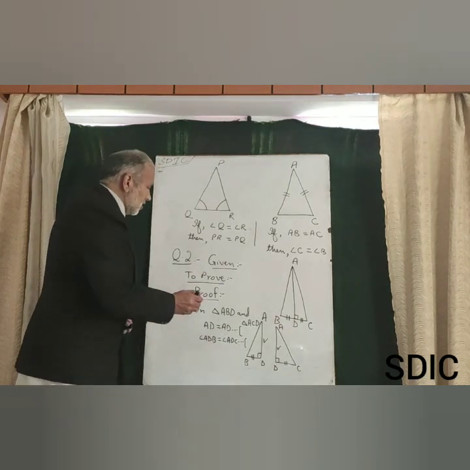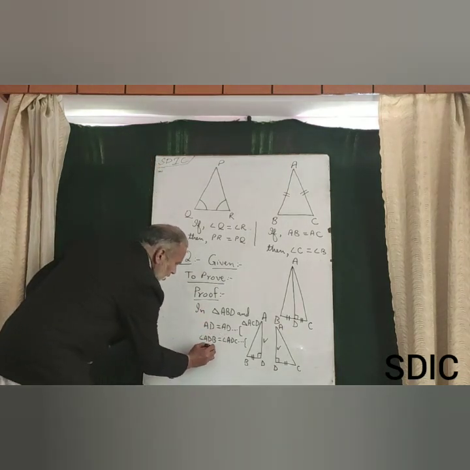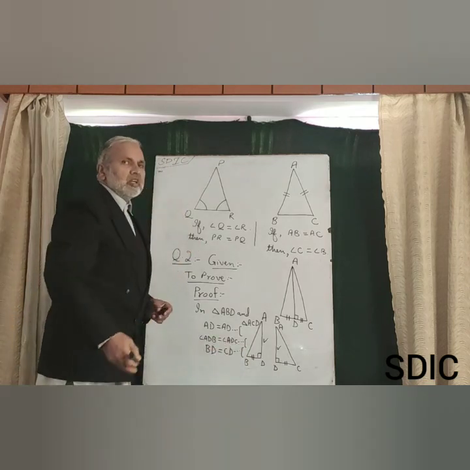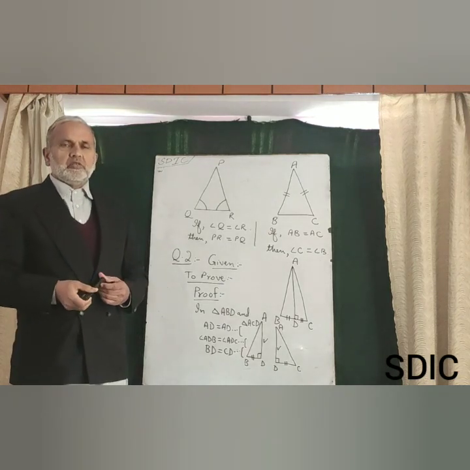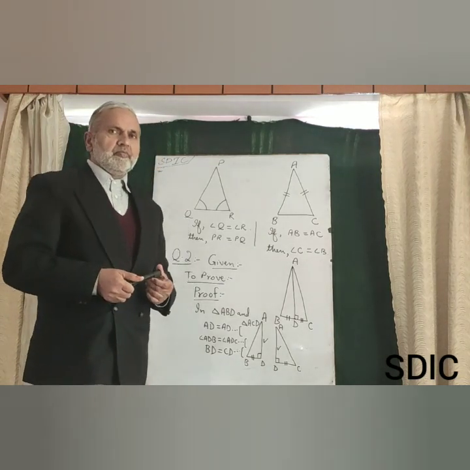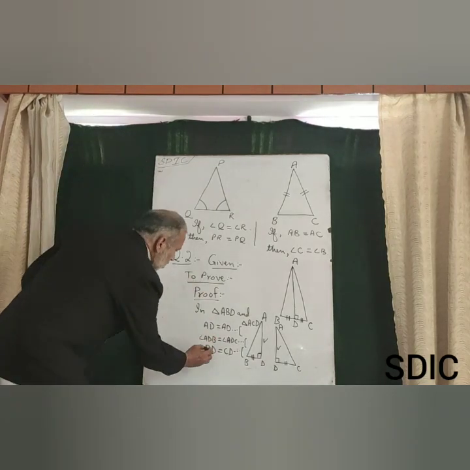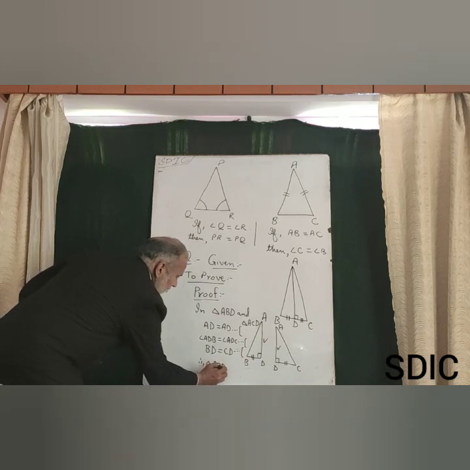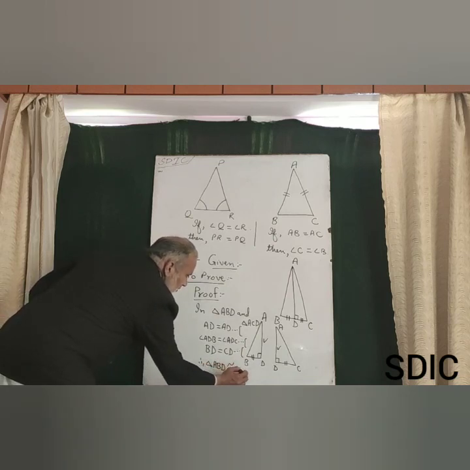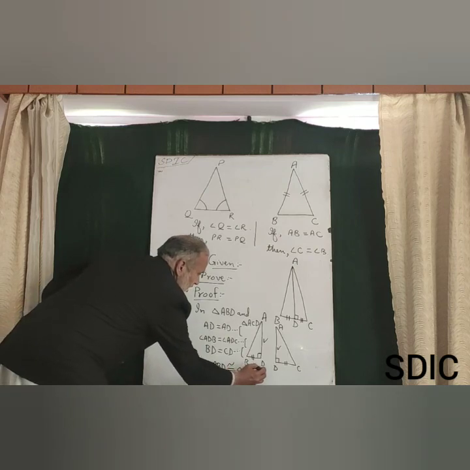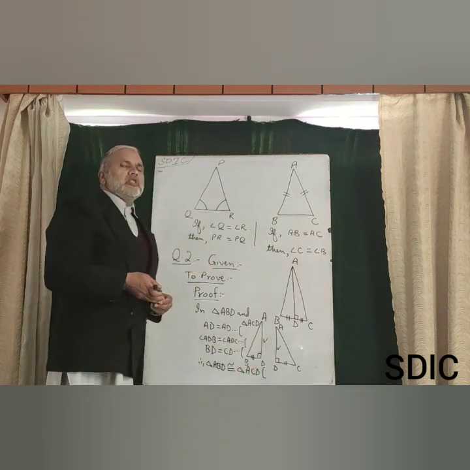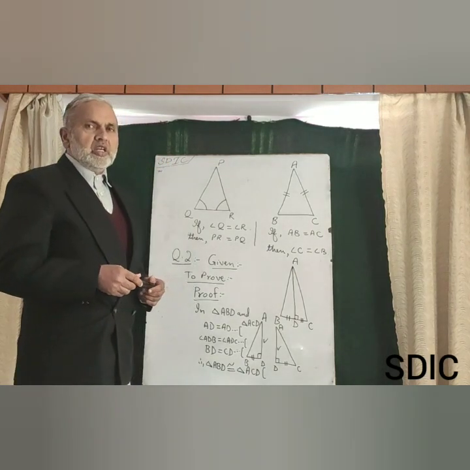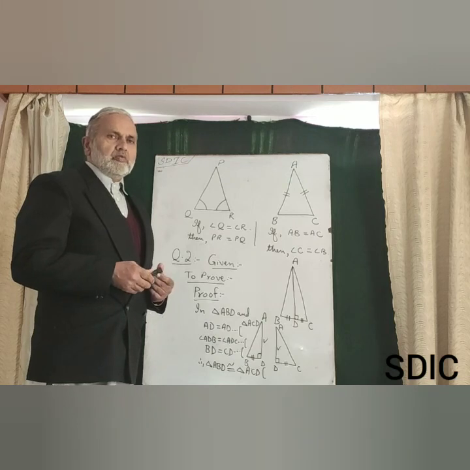And then third point is BD is equal to CD. The reason for this is given. It is given to us: AD bisects BC. We'll conclude, therefore, that triangle ABD is congruent to triangle ACD, and write the congruency rule used in the bracket: SAS congruency rule.